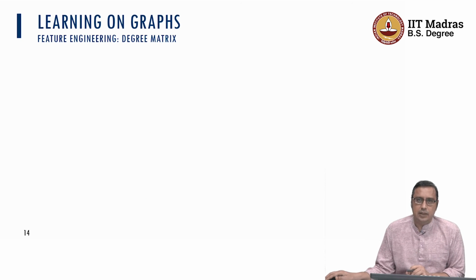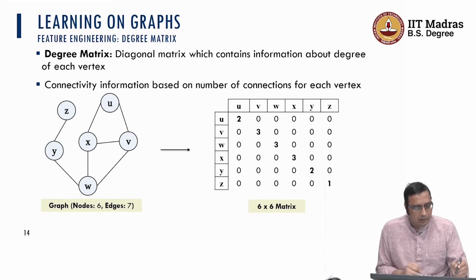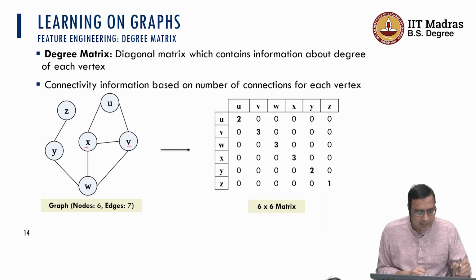Another one which is famously used in graph theory is a degree matrix. A degree matrix is a diagonal matrix which contains the information about the degree of each vertex or node. So degree is basically connectivity information: how many edges, how many nodes it is connected with. So u is connected with 2, x is connected with 1, 2, 3, v is connected with 1, 2, 3.